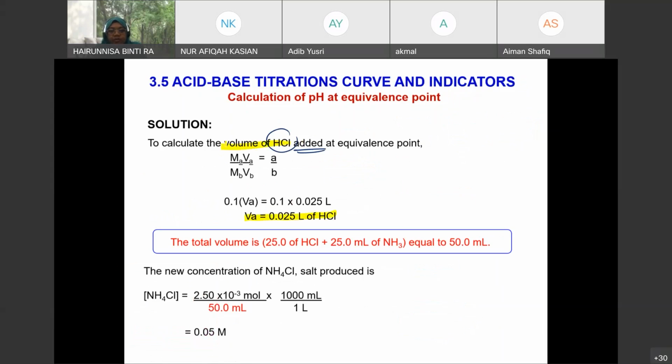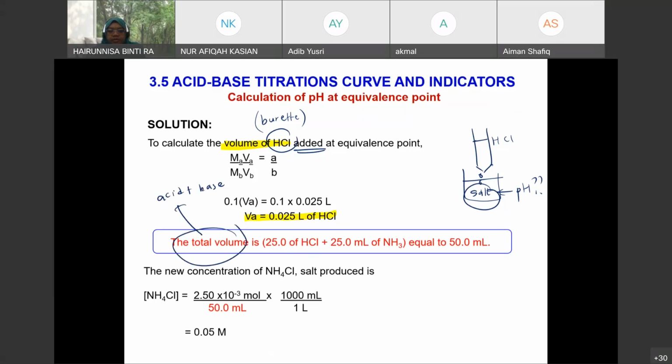Calculation of volume of HCl yang ada dekat dalam burette tu. Ini yang dekat dalam burette. Now you dah ada dua-dua. Remember, saya lukis balik kat sini eh. You nak pH of salt bila equivalent. pH dia berapa? So, untuk dapatkan pH of salt, maknanya dalam ni HCl kan asal dia. So, dia akan dropkan dia.